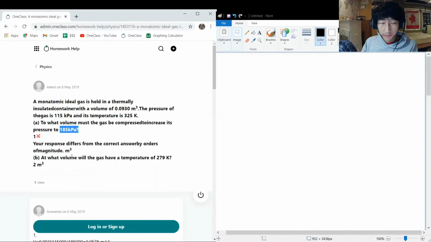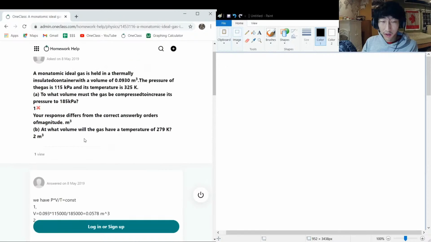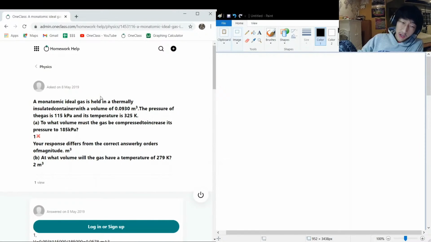And at what volume will the gas have a temperature of 279 Kelvin? At 2 cubic meters, I think that might be the answer that they're giving us. But okay, let's do this question and let's figure it out. Let's do the physics. So the key word that we want to see here is ideal gas.